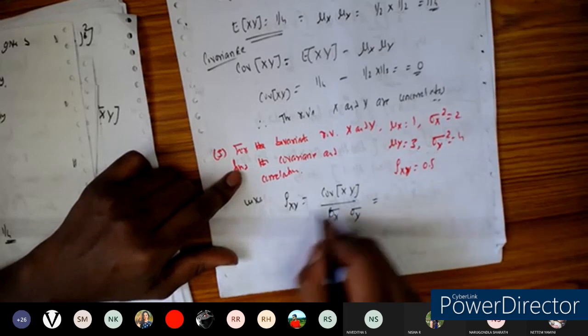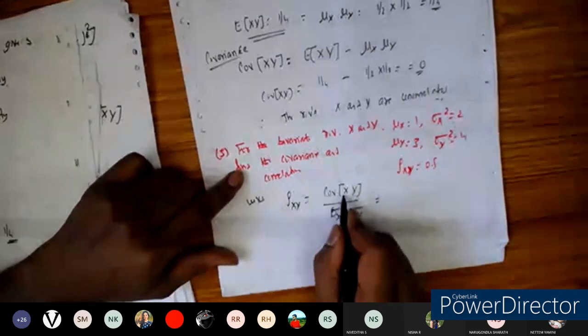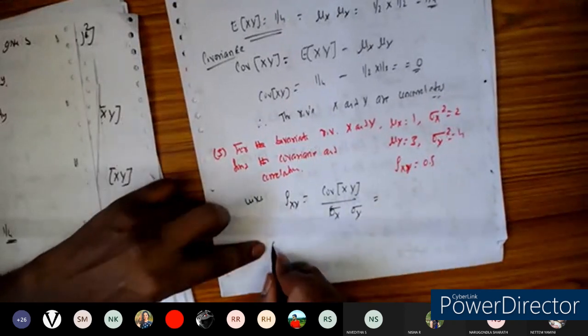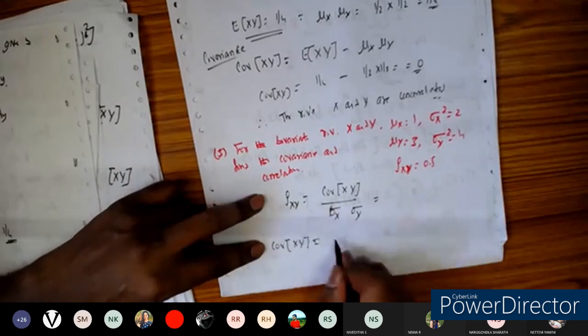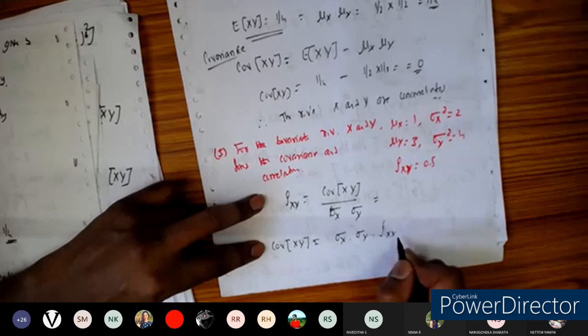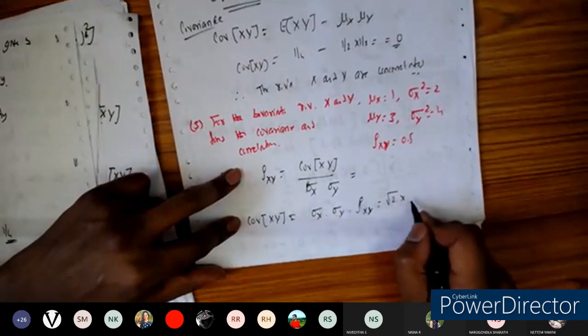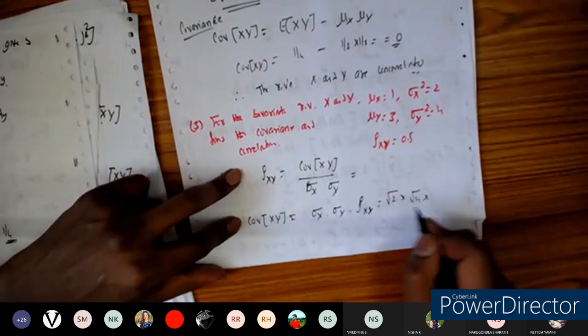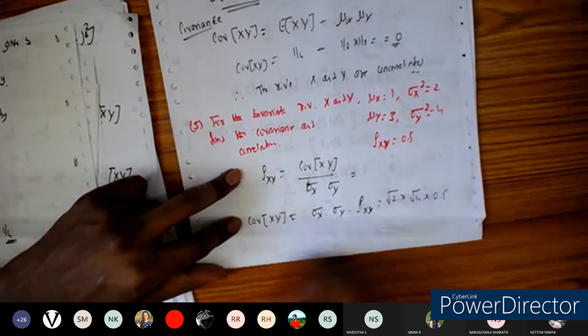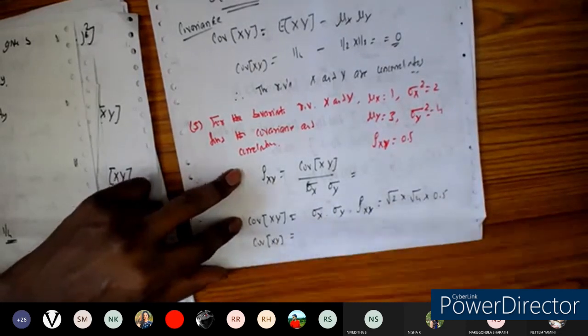So here the correlation coefficient has been given. We need to find out the covariance here. So let us cross multiply this one. The covariance of xy will be equal to sigma x into sigma y into rho xy. Sigma x is root of 2, and sigma y is root of 4, into rho xy, which is 0.5. So tell me how much you'll get for the covariance of xy.